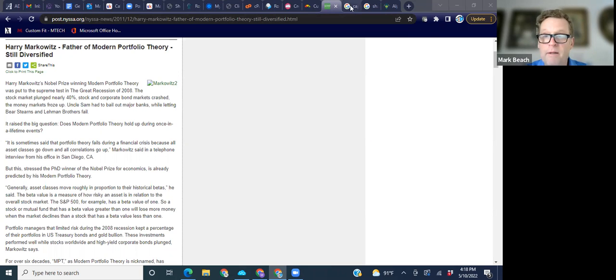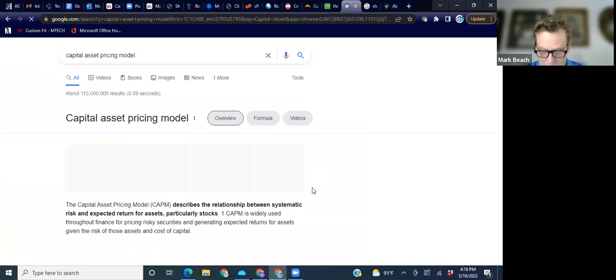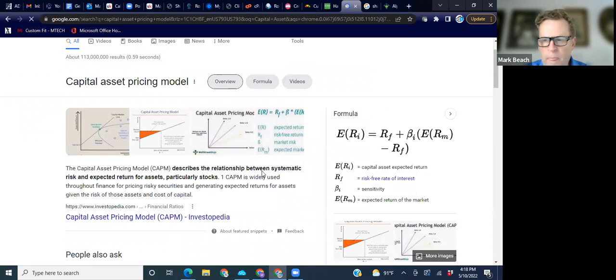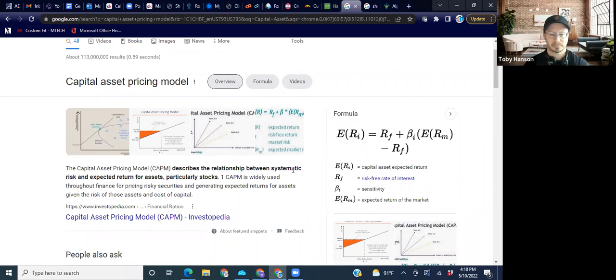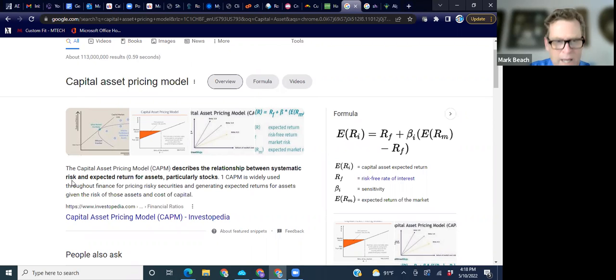I'm going to pull up another page, and we're going to look at that capital asset pricing model right here. Can everybody see that? The capital asset pricing model. I'm just going to read here at the top: the capital asset pricing model describes the relationship between systemic risk and expected return for assets, particularly stocks. So Jody, there you go again, I'm shouting out to you.